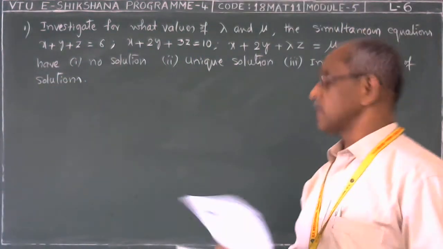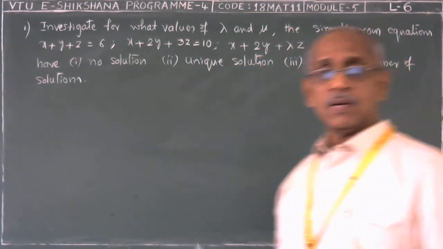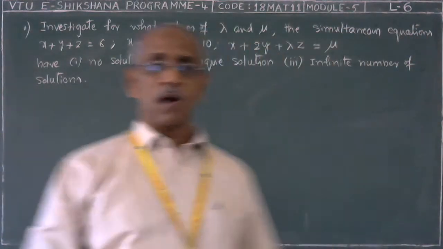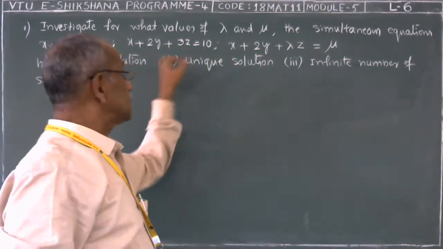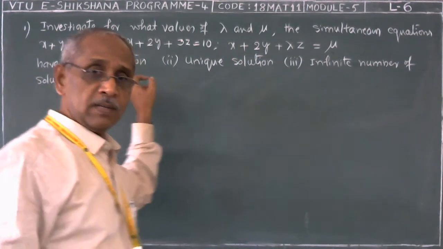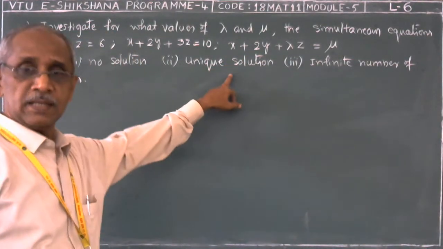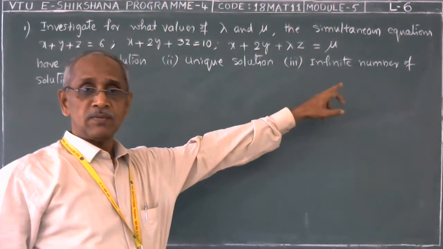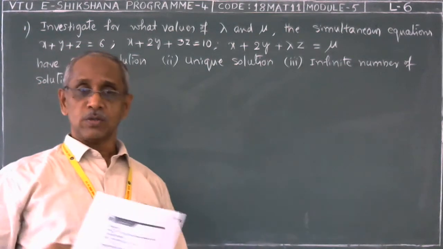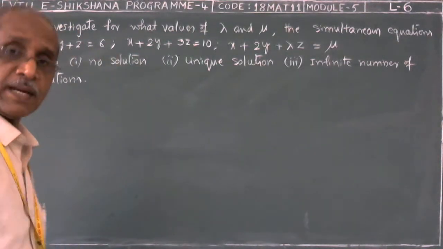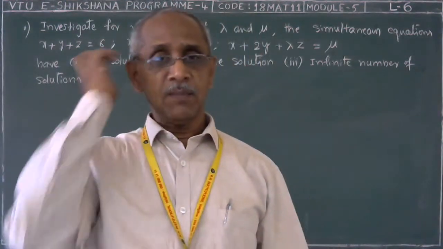Okay. So this is a system of equations involving lambda and mu. And we have to establish for what values of lambda and mu this system of equations has no solution, that means inconsistent, unique solution, and infinite number of solutions. We have to find the values of lambda and mu for which these three hold. So let us first write down the given system of equations in matrix form as our first step.